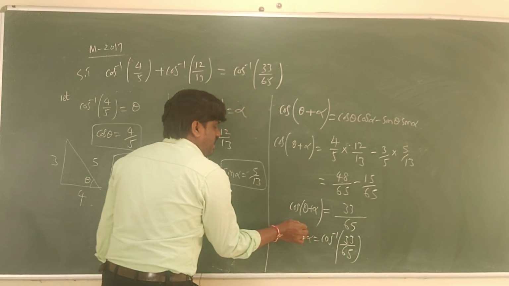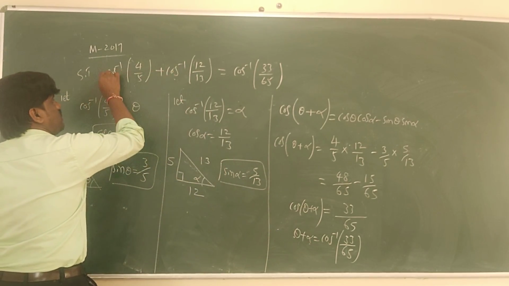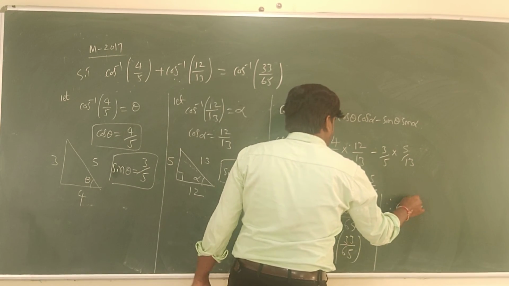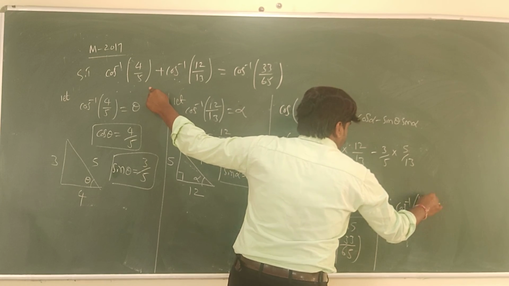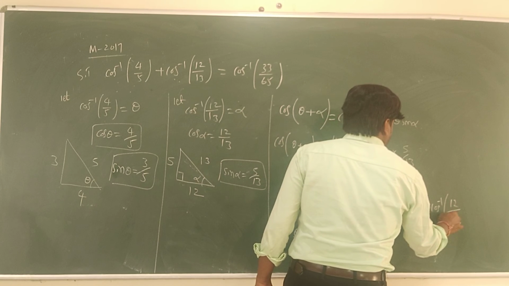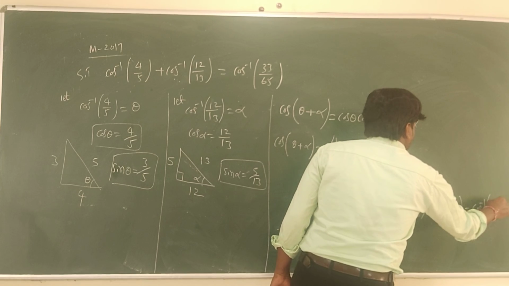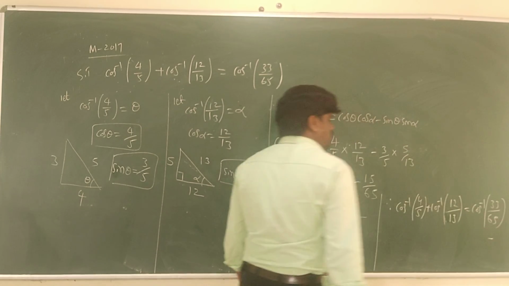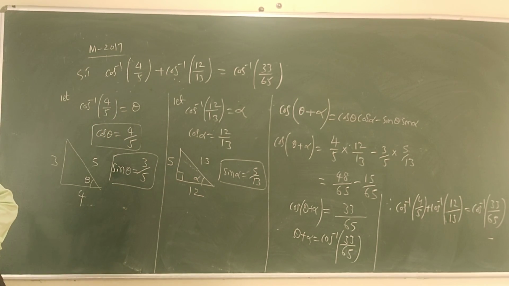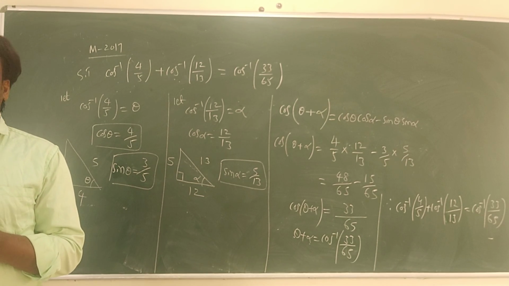Hence proved. Why? Theta is this one, alpha is this one, so this sum is proved. So we can write cos inverse 4 by 5 plus cos inverse 12 by 13 is equal to cos inverse 33 by 65, hence proved. This is the way they ask in boards. See, that's very simple. Inverse trigonometry is very simple for the boards. You need to know only the formulas.